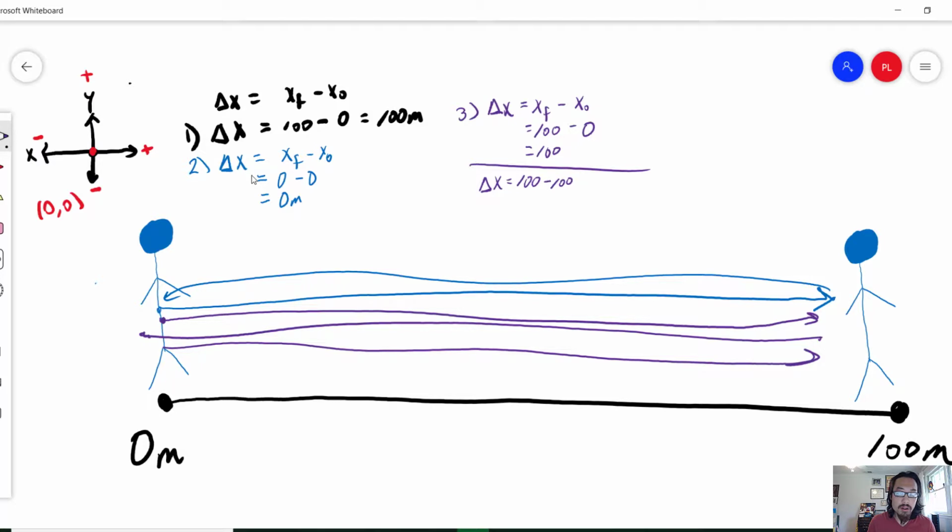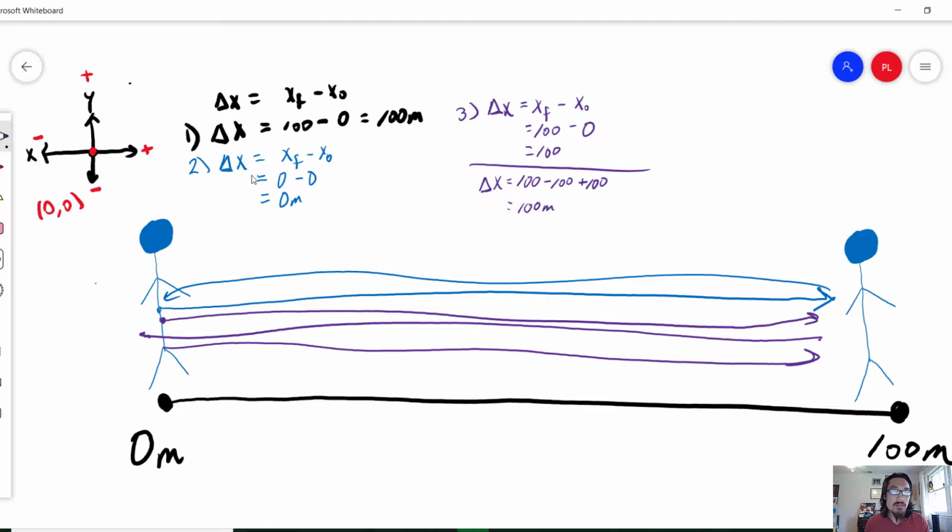Negative 100. And then I went back to the right 100 meters. Okay, so you can see here that this is a way of looking at displacement in the scope of distance, right? This is what I actually traveled. However, 100 minus 100 plus 100 still gives us the same displacement of 100 meters.